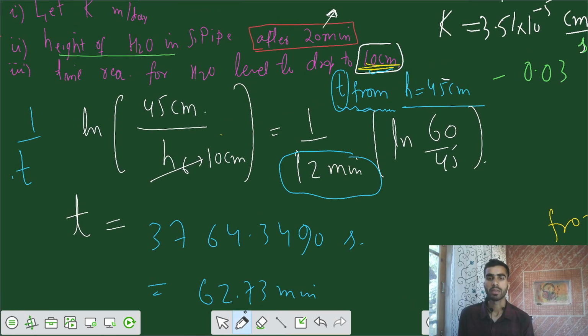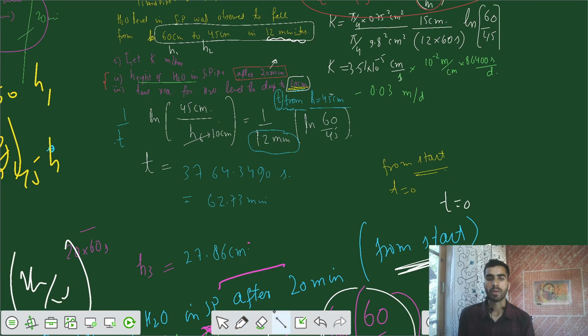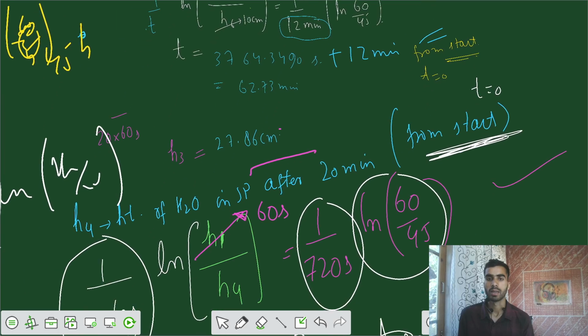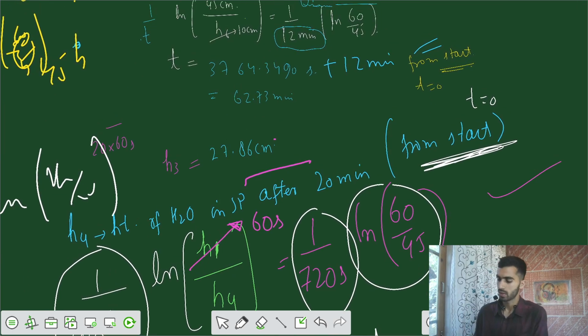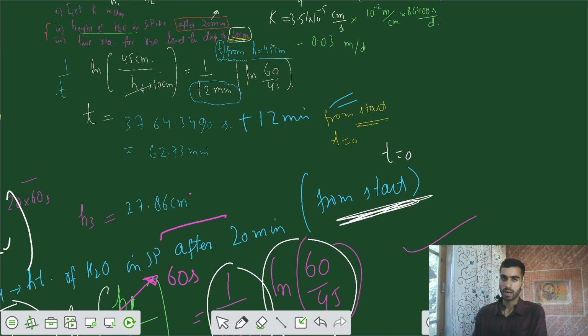We have already taken the 12 minutes in that part. So if we add that 12 minutes also, you would get the initial value of the total time required. So that was one more solution. You can check that out. If you add this 12 minutes in this equation, you would see how much is the value.